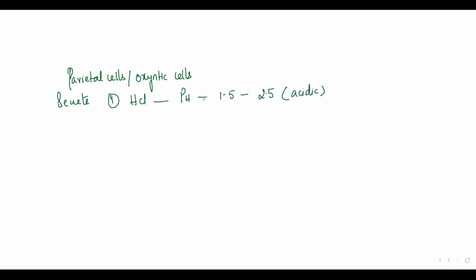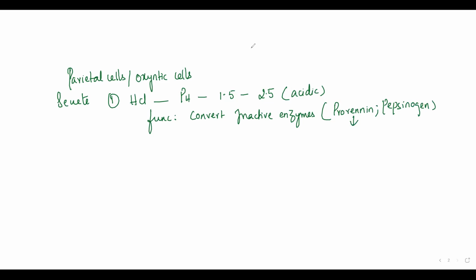Okay, this is important. And the next thing, if you look at the functions, is that it is going to convert the inactive enzymes, like what are those? Prorenin as well as pepsinogen, into the active form, right? So what are the active forms? Let me take another ink. The active forms will be renin and pepsin. So this is a function of the hydrochloric acid that you can see.